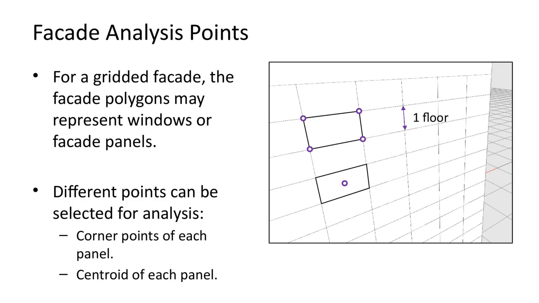In addition, the corner points of the polygons may result in certain problems for the analysis. At the corner of the building, the corner points have 2 orientations, one for each facade. And at the top and bottom of the facade, the corner points may be obstructed by the ground plane or the roof parapet.